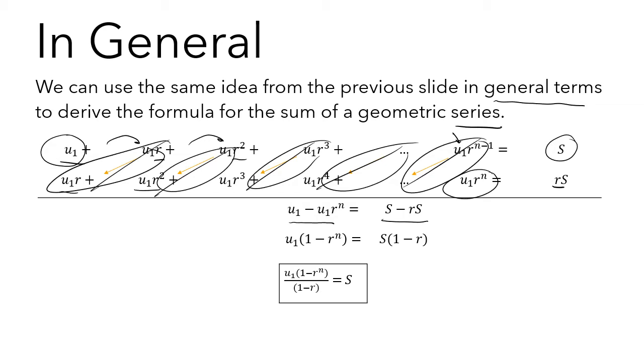You can solve this equation for S, undistribute the u1, so you get u1 times 1 minus r to the n, undistribute the S, and then divide by 1 minus r, and this is the formula that you get. The first term times 1 minus the ratio to the nth power, where n is how many terms you have, divided by 1 minus the ratio equals your sum.